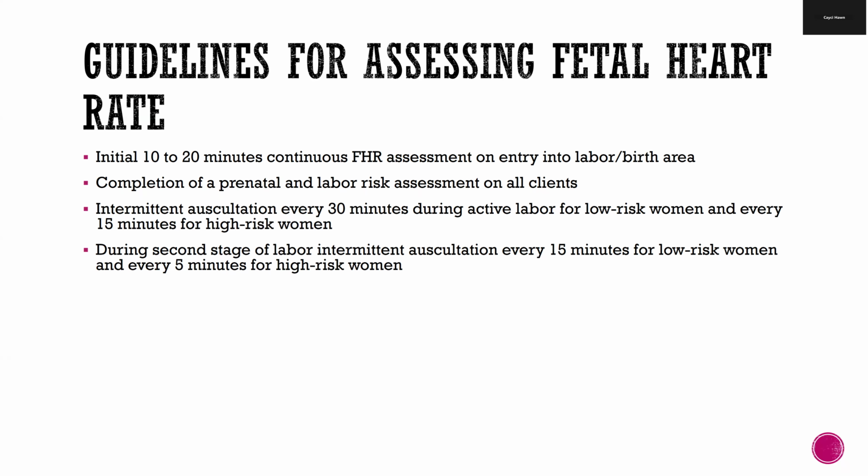Now, during the second stage of labor, remember that's the stage where we are pushing and delivering our baby, for fetal monitoring we should be doing intermittent auscultation of the fetal heart rate every 15 minutes for a low risk woman, every 5 minutes for high risk. High risk can include oxytocin use, okay? So you're going to be documenting every 5 minutes if it's continuous fetal monitoring.